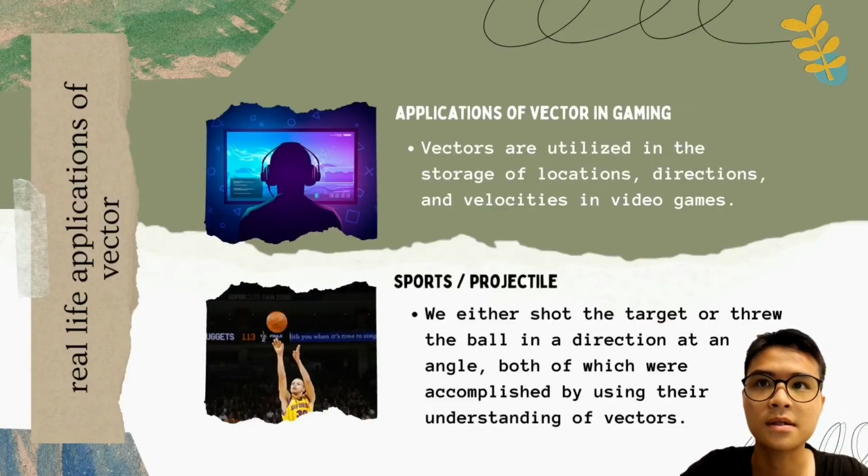And the next one is projectile. Vectors are utilized automatically by players in sports like basketball and baseball. In the end, players either shot the target or threw the ball in a direction at an angle, both of which were accomplished by using their understanding of vectors. In fact, in games like javelin throw, it is necessary to judge the angle that the projectile vector makes with the ground so that the javelin can travel as far as possible.